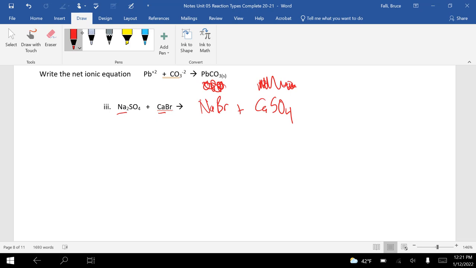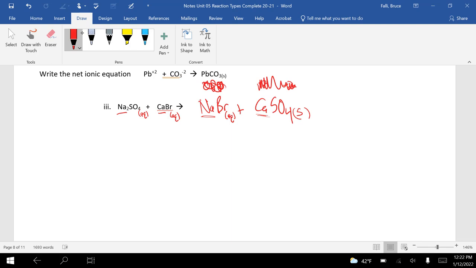So these guys, I already know, are aqueous, so I'm going to write them as ions. Over here, sodium is group 1, right? So aqueous. Calcium sulfate. Calcium's not group 1. So I'm going to get out my solubility rules. And I'm looking at sulfates, and it says most sulfates are soluble, except calcium. Oh, man, so that's my solid.